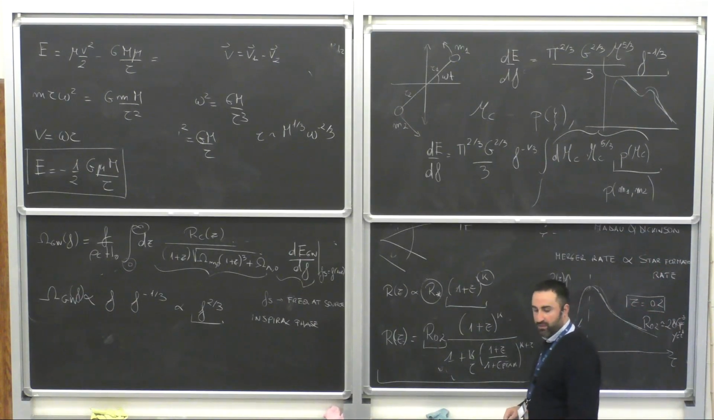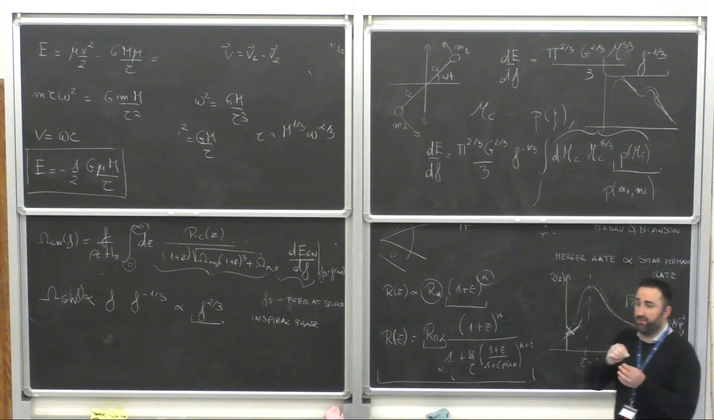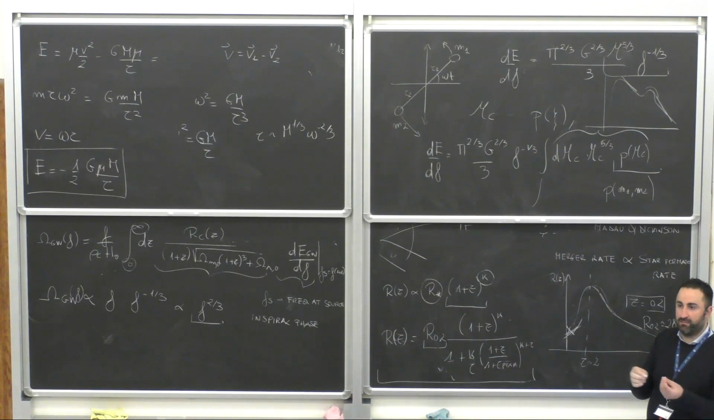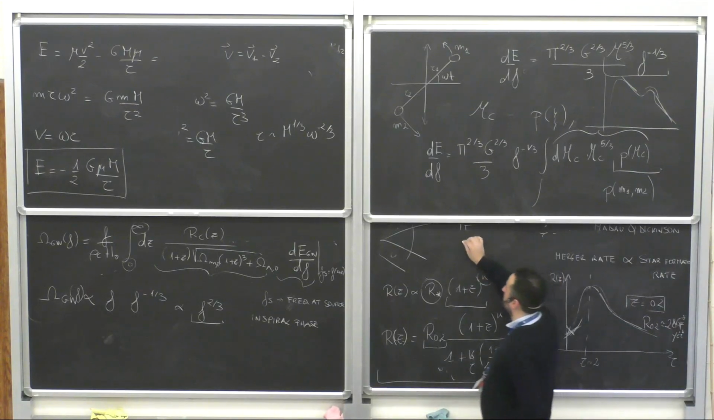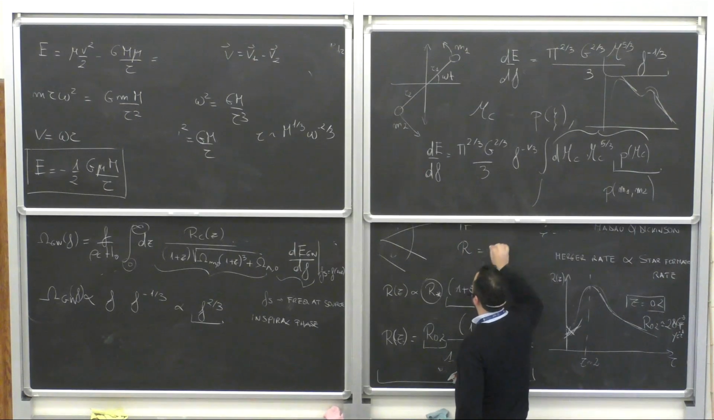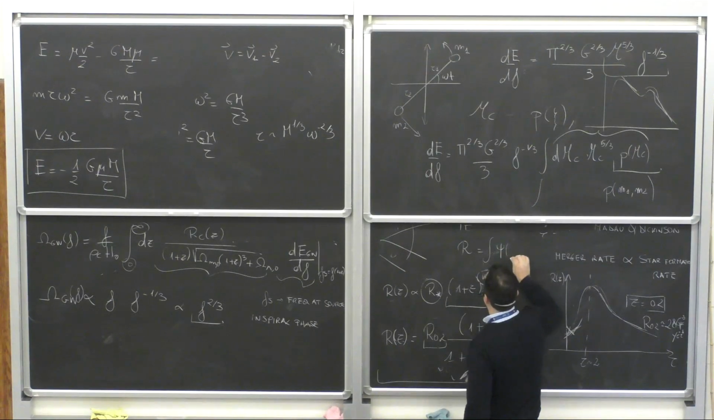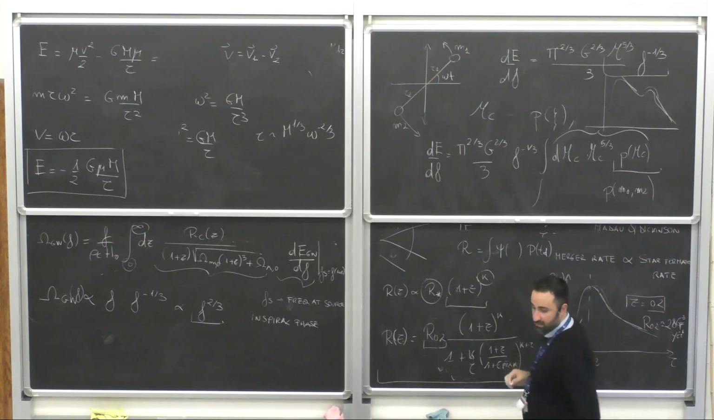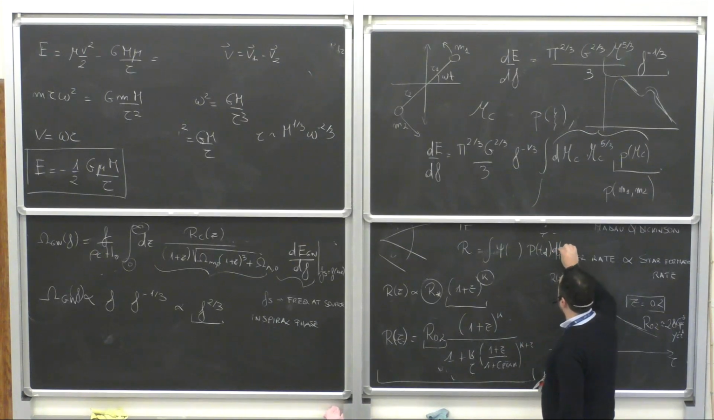Because of course, from the formation of the stars to the merging of the binaries, there is some time that passes, okay? So if you want to do this properly, you should take your star formation rate distribution and multiply it by some distribution of the time delay, and you should integrate over the time delay, okay?